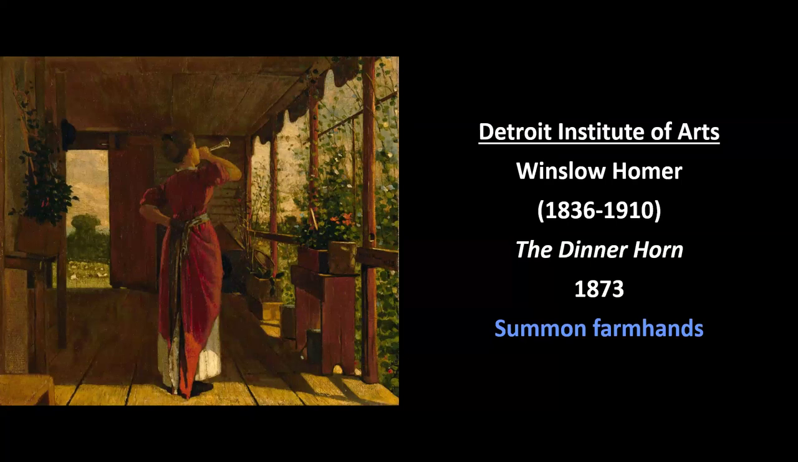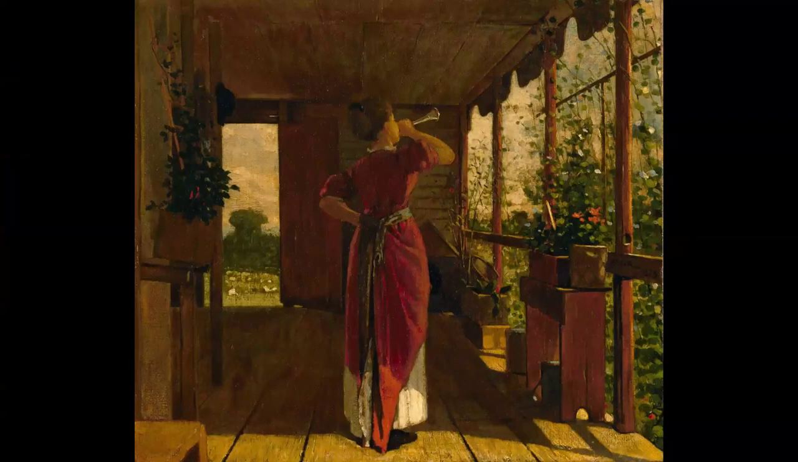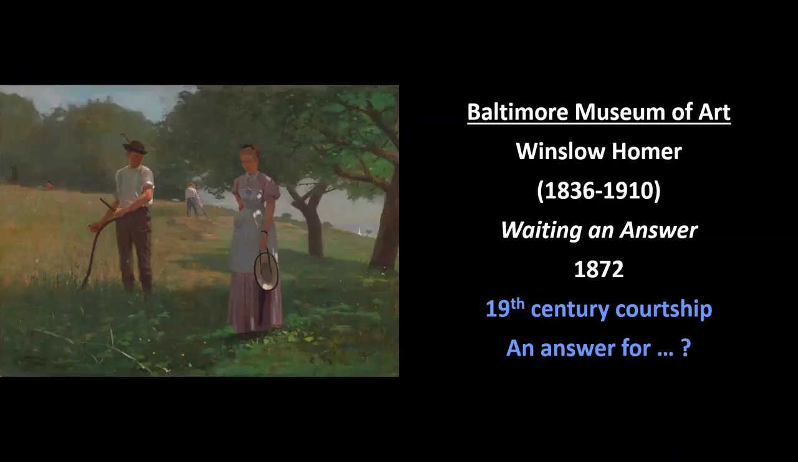It's at the Detroit Institute of Arts, 1873, The Dinner Horn. And he did a few other versions. I think there's four or five different versions. We were only having a chance to look at two of them. And then here's an interesting one. This is the Baltimore Museum of Art. It's called Waiting an Answer from 1872.